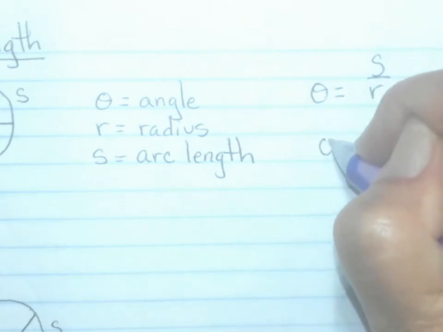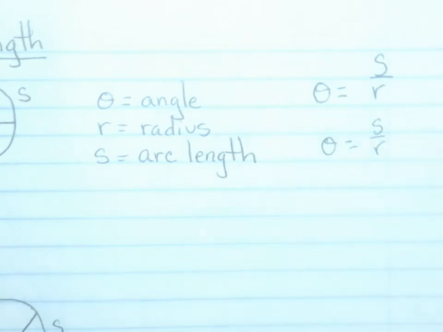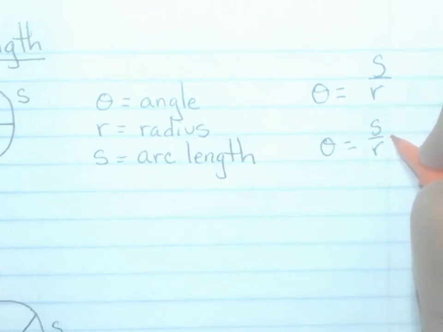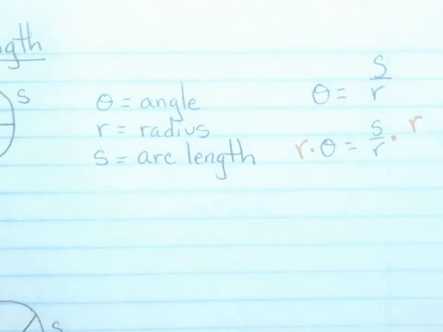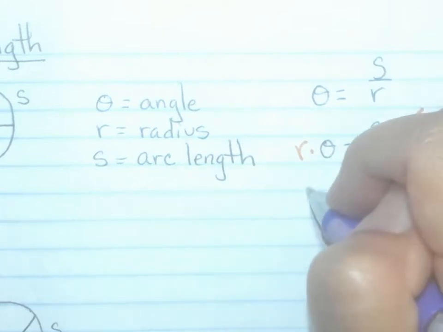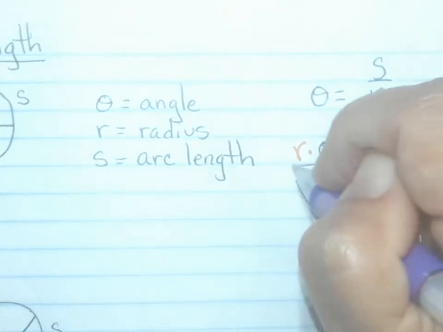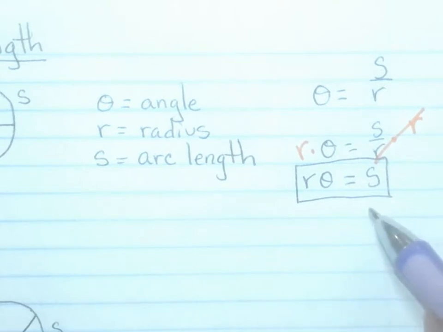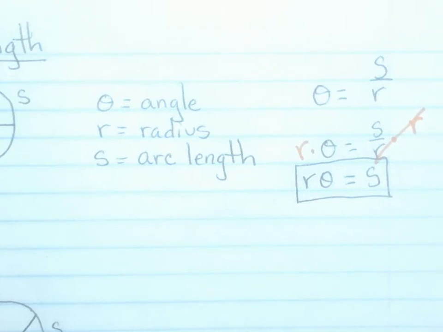But if we want to find the arc length, which is what we want to focus on today, we take that equation, and if we multiply both sides by r, then r divided by r is 1, and then we are left with the equation r times theta is equal to the arc length. So then anytime we want to find the arc length, all we're going to do is multiply the radius times the angle measure.